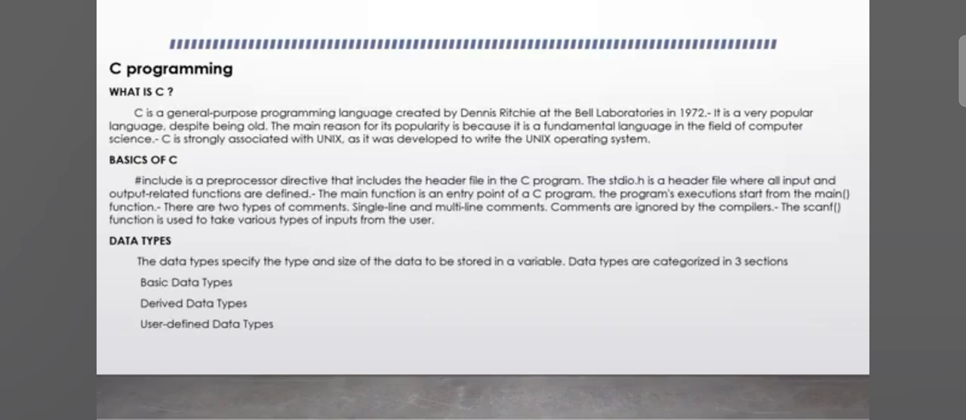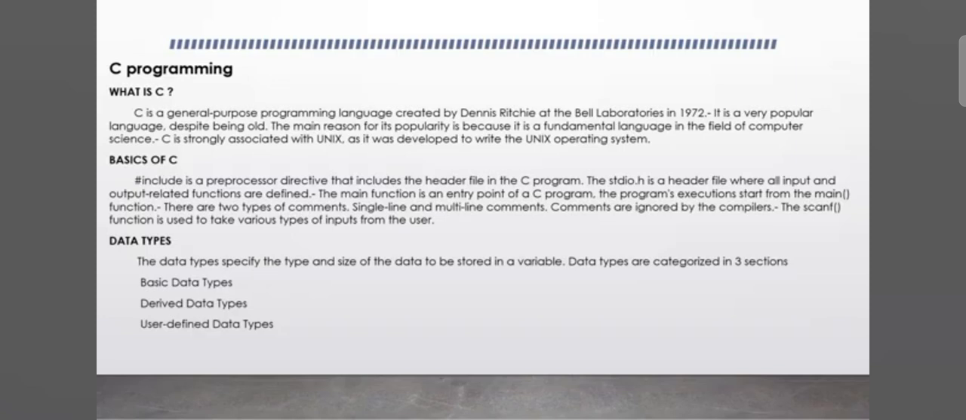Now let's come to C programming. What is C? C is a general-purpose programming language created by Dennis Ritchie at Bell Laboratories in 1972. It is a very popular language despite being old. The main reason for its popularity is that it is a fundamental language in the field of computer science. C is strongly associated with Unix as it was developed to write the Unix operating system.